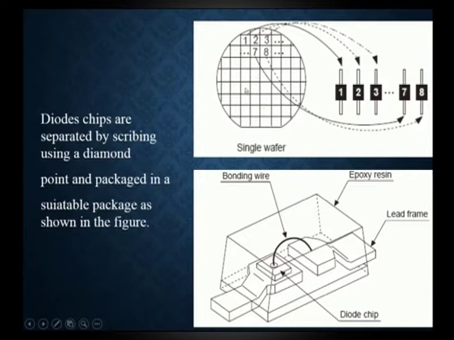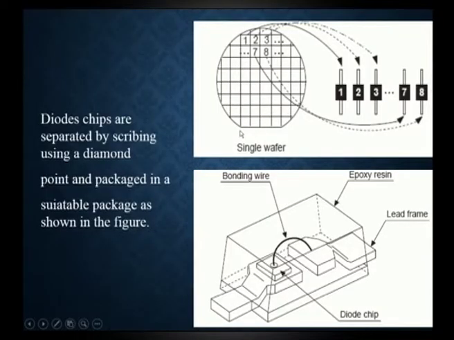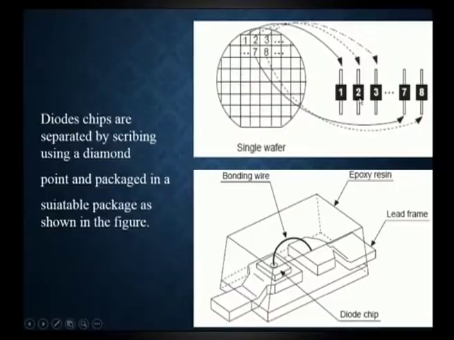The different diodes have to be separated, and there should be a marking we need to do. For the separation, each chip represents a single diode. Diode chips are separated by scribing using a diamond. So, the diamond is used to cut these diodes. We can get the single diodes, and they are packaged in suitable packages, as shown here. After separating, it has to be packed suitably. The form that we find in the labs looks like this.